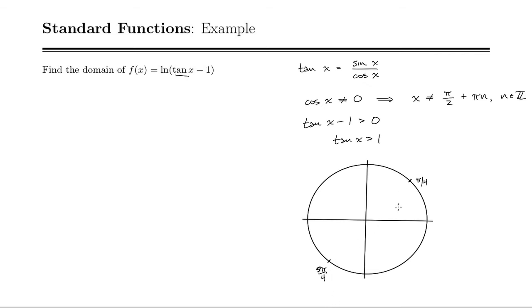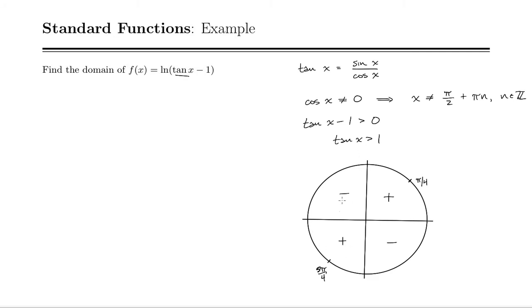Okay, now, before we hit pi over 4, also notice that tangent is going to be positive because it's greater than 1. So tangent is only positive in the first and third quadrants. It's negative in the second and fourth. So we know we've got to be in the first or third quadrants.